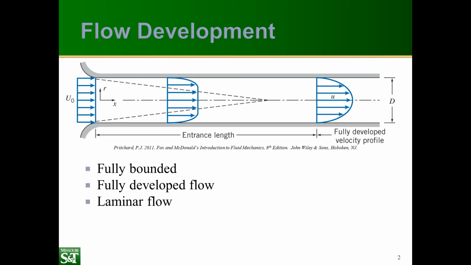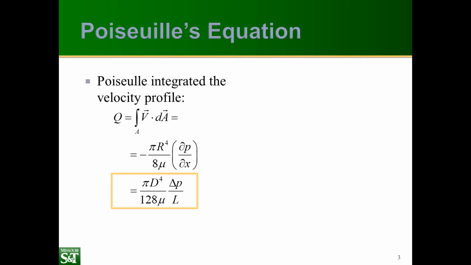We're also going to start by concentrating on just laminar flow, and I want to recall from our discussion on the Navier-Stokes equation in Module 2 that for laminar flow in a pipe, the velocity profile is parabolic. So we have this function for the velocity profile. And we can use this result to find an even more useful equation. So Poiseuille integrated the velocity profile to get the volume flow rate for laminar flow in a pipe.